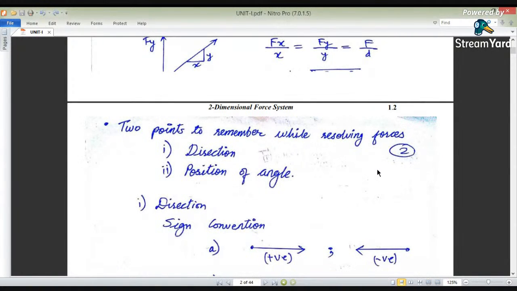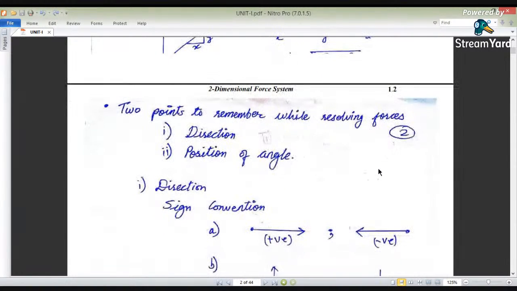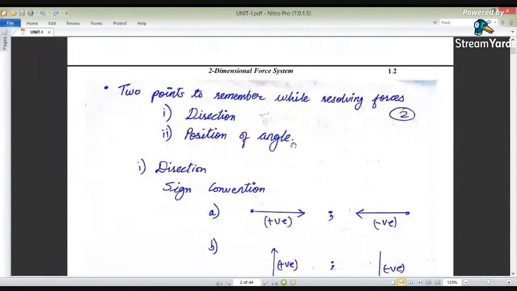Two points to remember while resolving forces: we have to find out its direction, which is very important, whether it is moving towards right or towards left. These points are very important when we are resolving forces or calculating the resultant of a force. So direction plays an important role, and where the force has been applied. The position of the angle is very important as well.